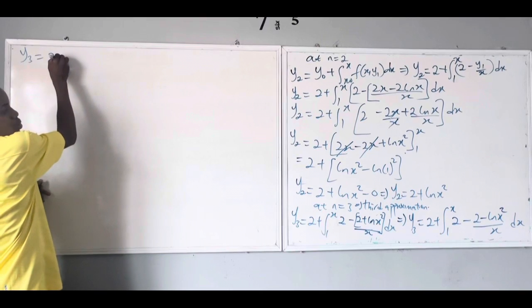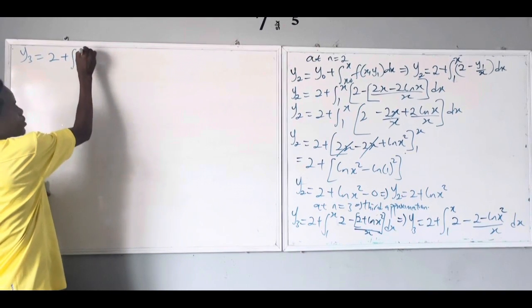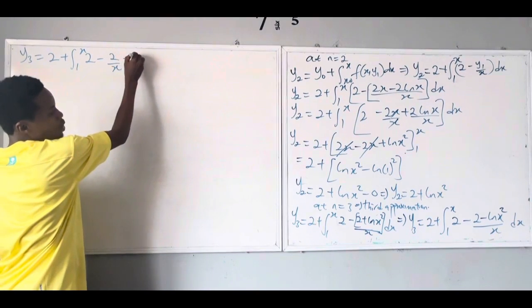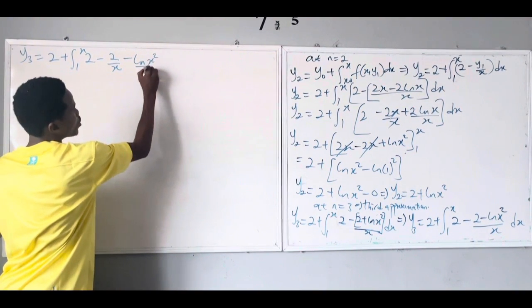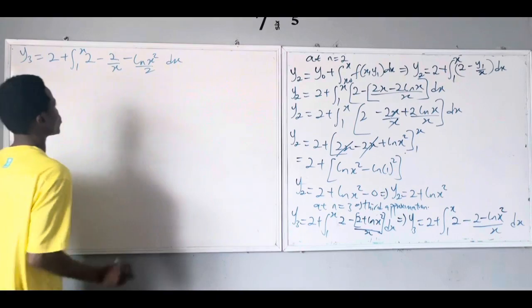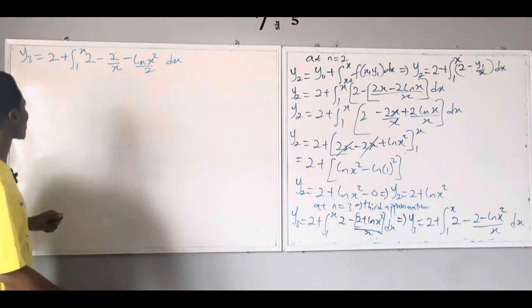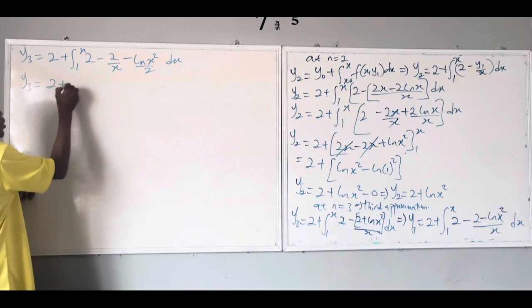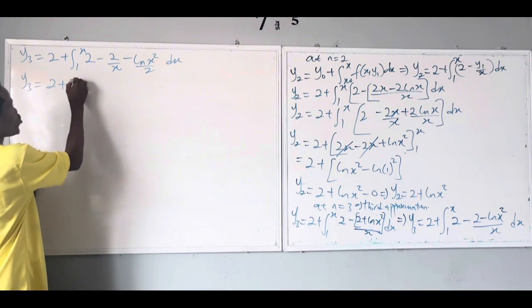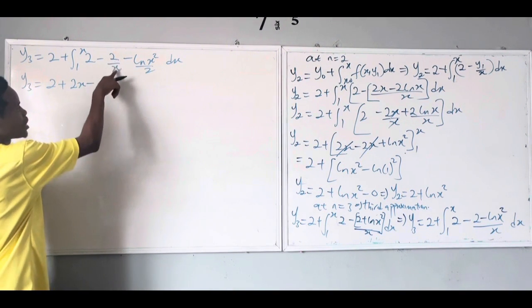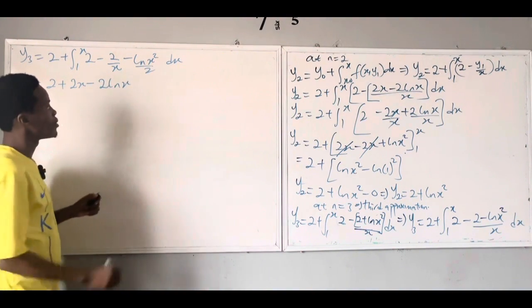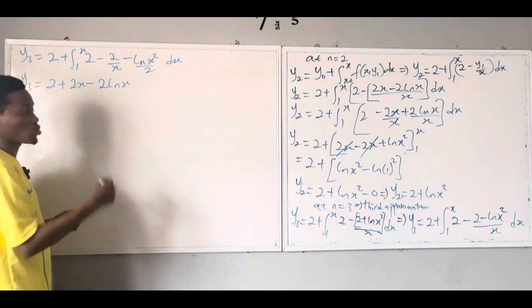So y3 is equal to 2 plus the integral from 1 to x of 2 over s minus ln s square all over 2 ds. So all this I'm integrating with respect to s. So what am I going to have here? I'm going to have y3 is equal to 2 plus: if I integrate 2, I'm going to have 2x minus, if I integrate 2 over s, I'm going to have 2 ln x. Then if I now integrate minus ln s square over 2, what am I going to have?